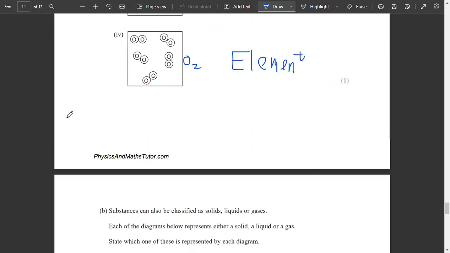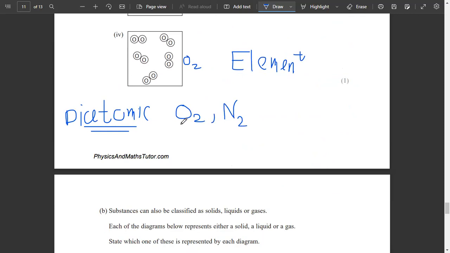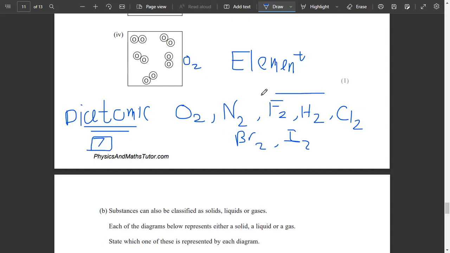If I tell you to remember some diatomic atoms, which ones are diatomic? There are 7 basic diatomic molecules. Remember that. O2, oxygen, nitrogen. Diatomic means always together when they are 2. Oxygen will not always be O. It would always be O2. Nitrogen would be N2. Then you have to remember F2, H2, Cl2, Br2, and I2. These are the 7 basic diatomic molecules that you have to remember. A very important thing.